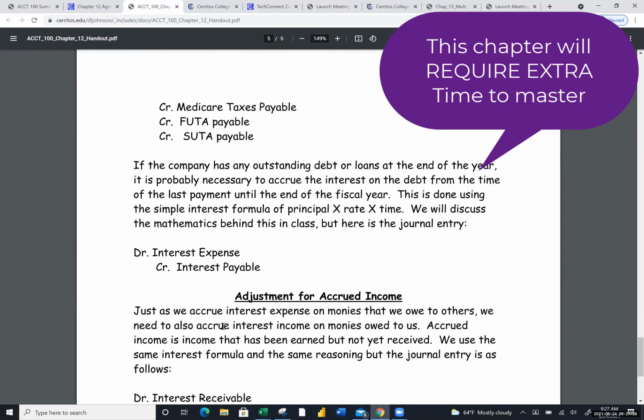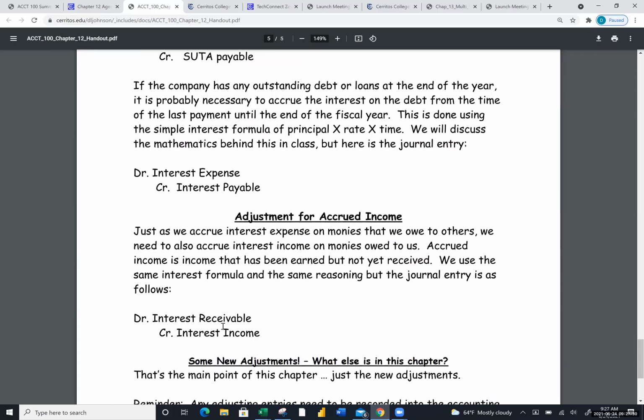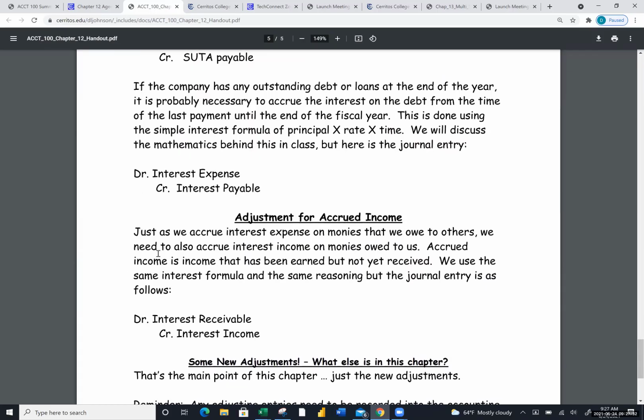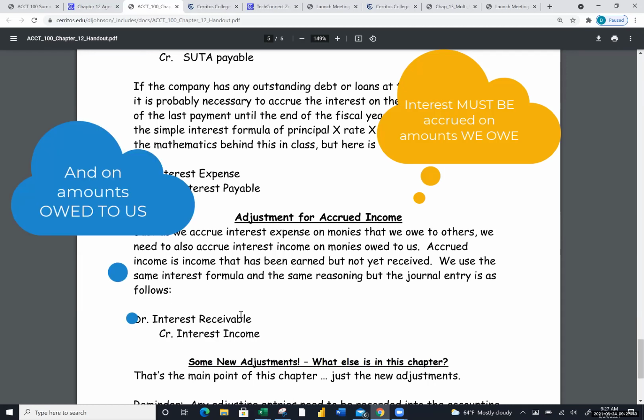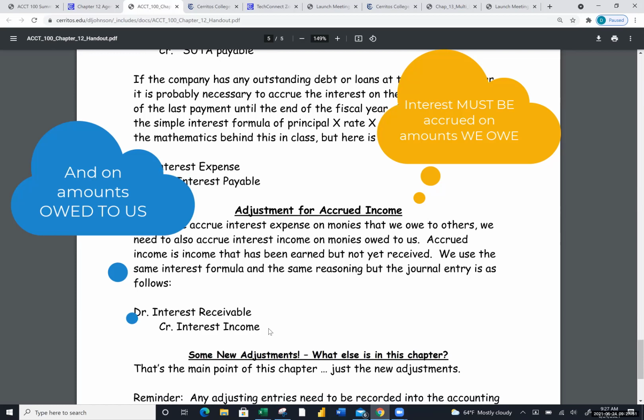Okay, then the last one is interest. And we need to accrue interest on monies that we owe. That's going to be interest expense. And then on the flip side, if anybody owes us money, we need to put that interest revenue on the books. And so that's a lot of new stuff.